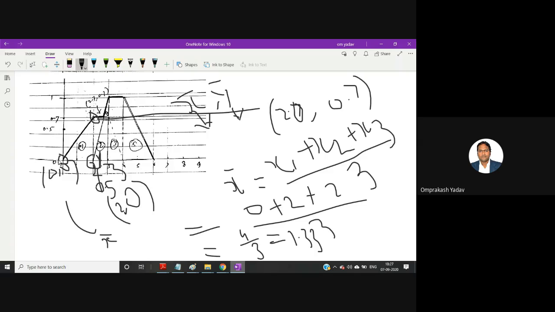And then from origin, how much distance is there? From origin it's 1 and 2 units, so this point is located at 2.5. I hope all of you understood how I determined this x bar for this particular rectangle.